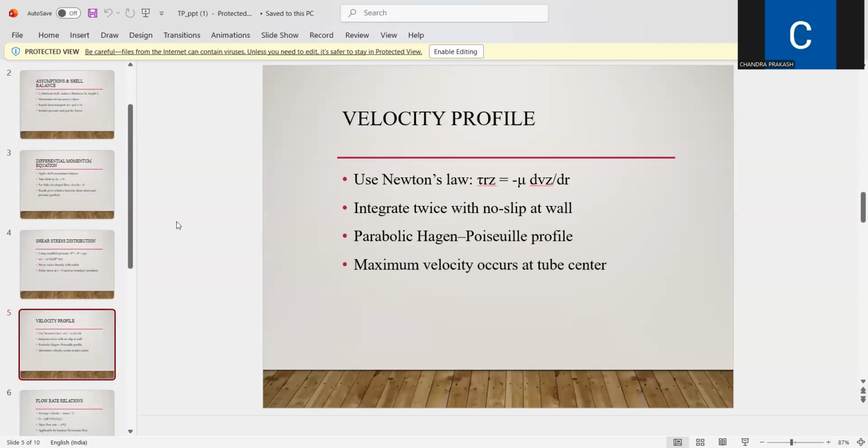Then velocity profile. Now we calculate velocity using Newton's law of viscosity. Shear stress is proportional to velocity gradient. After integrating and applying boundary conditions, we get the velocity profile. The velocity profile is parabolic. Maximum velocity at center, zero velocity at wall, no slip condition.